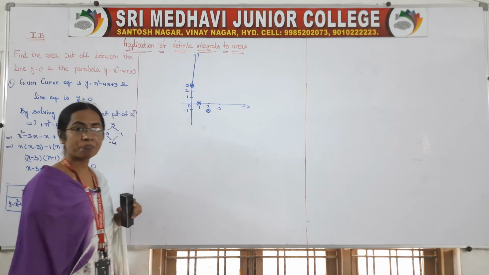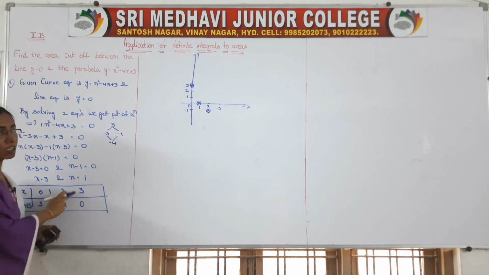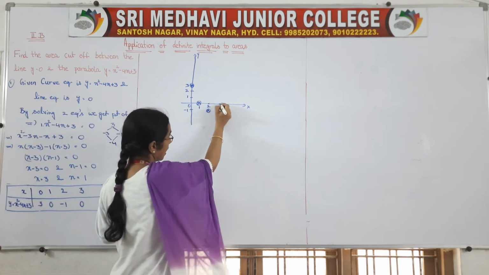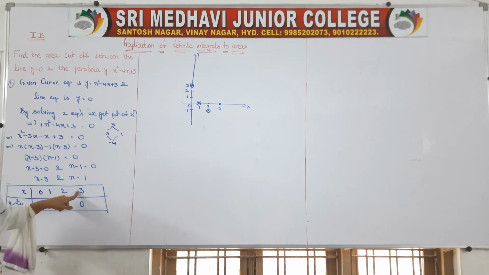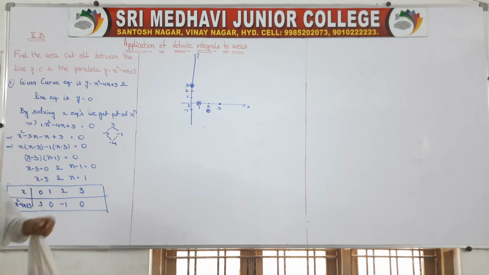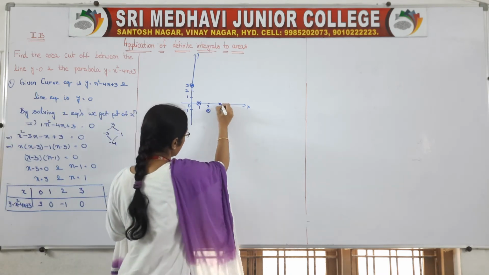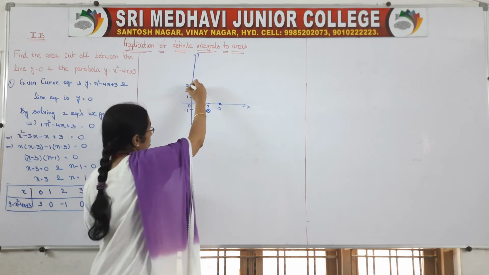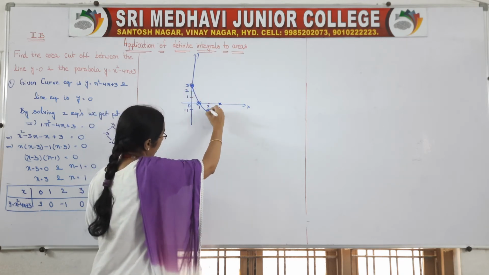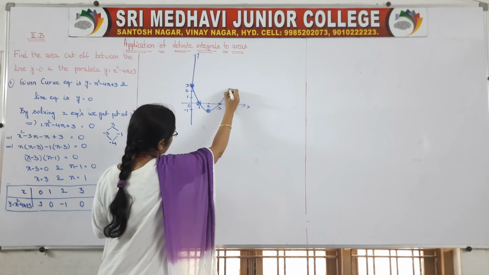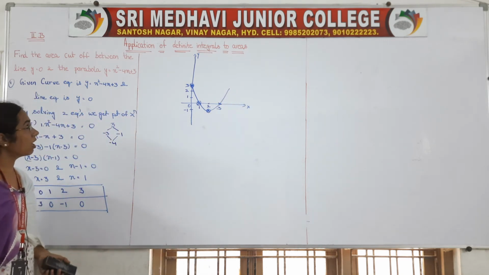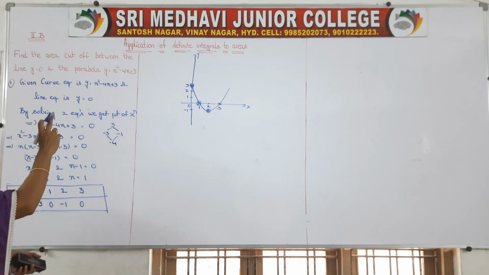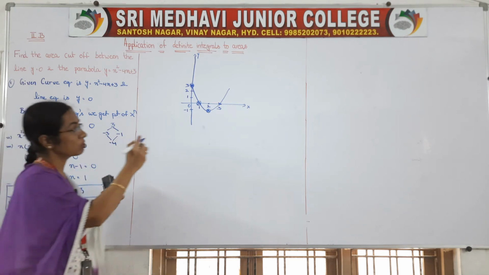Okay. Next, 3 at 0. So, 3 on the x axis, and the y coordinate is 0. Already I said to you, if the y coordinate is 0, the point lies on the x axis. So, this is the point. Okay. So, join them with free hand. So, this is the curve. Now which area? What is the question asked? Find the area cut off between the line y is equal to 0.